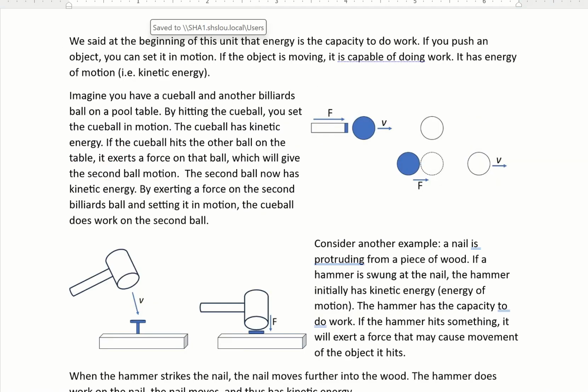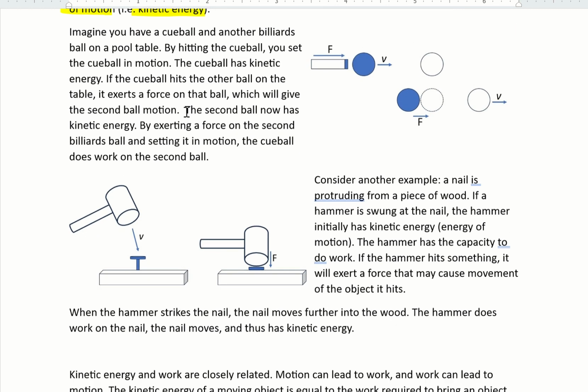Okay, so remember we said at the beginning of this unit that energy is the capacity to do work. One type of energy that we've really focused in on is kinetic energy, which is the energy of motion. If something is moving and it has mass, it has kinetic energy.